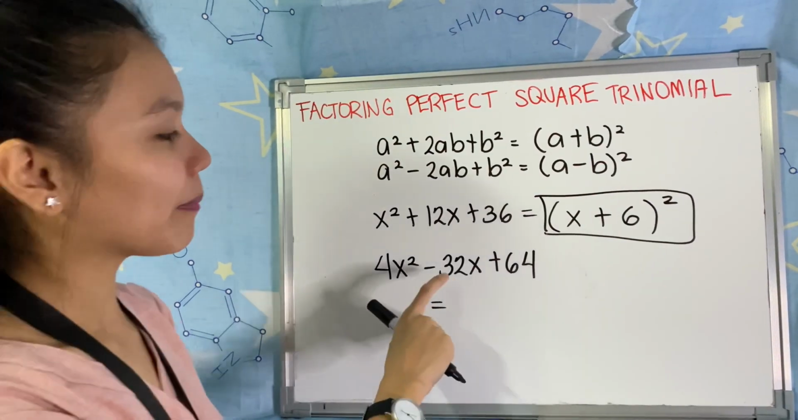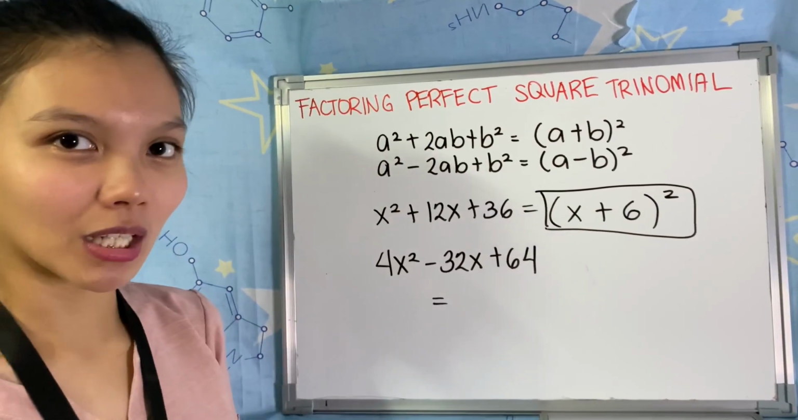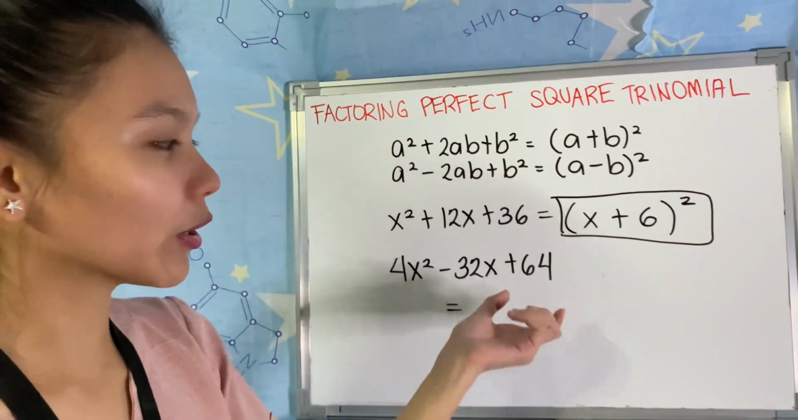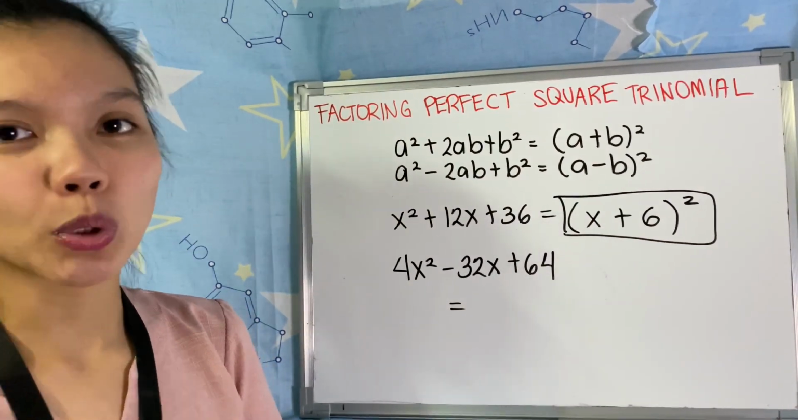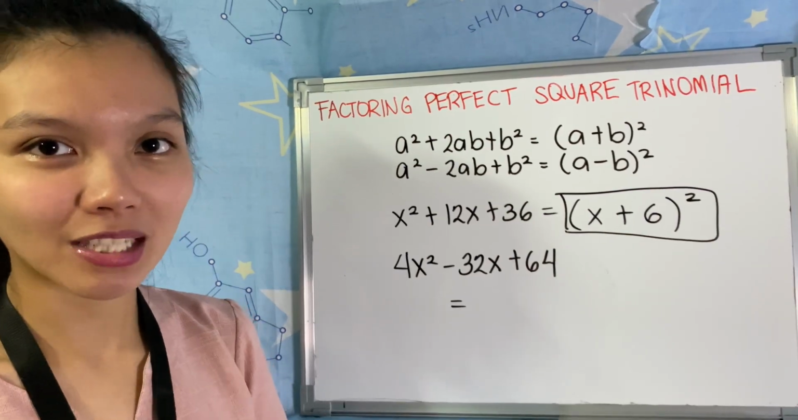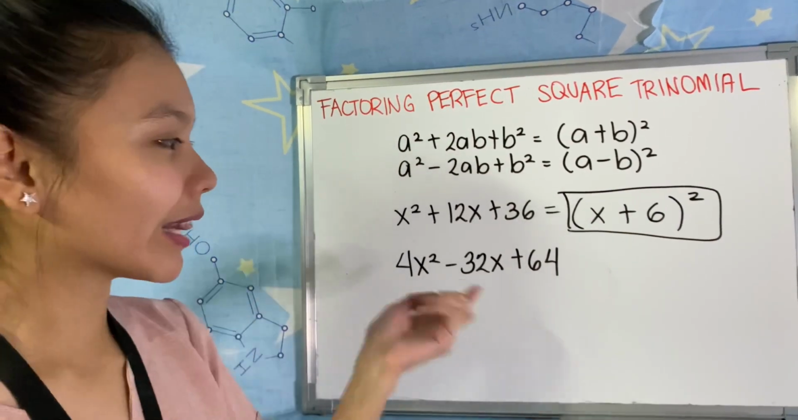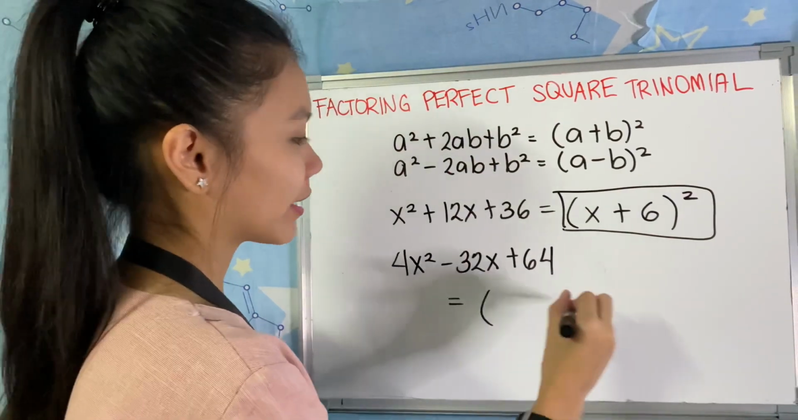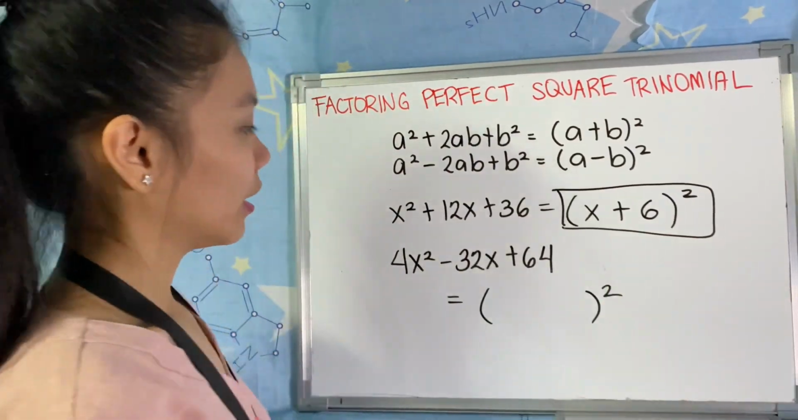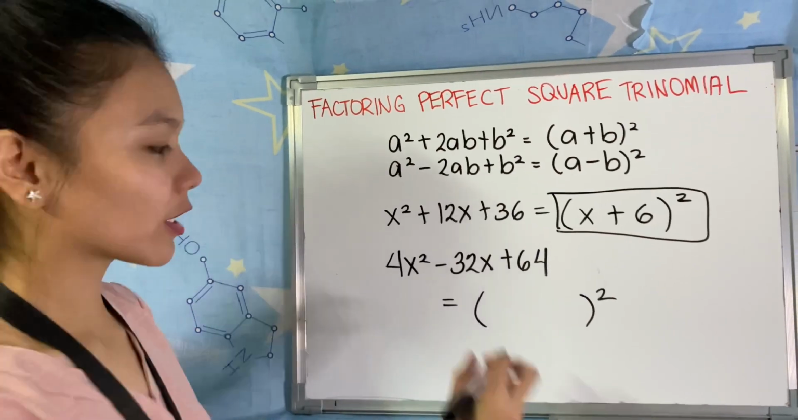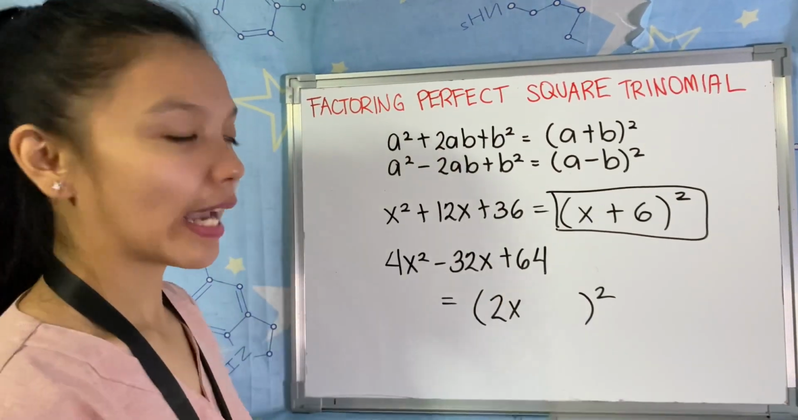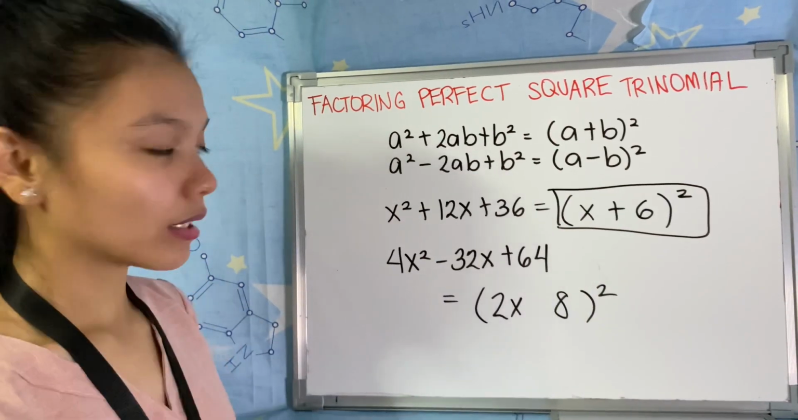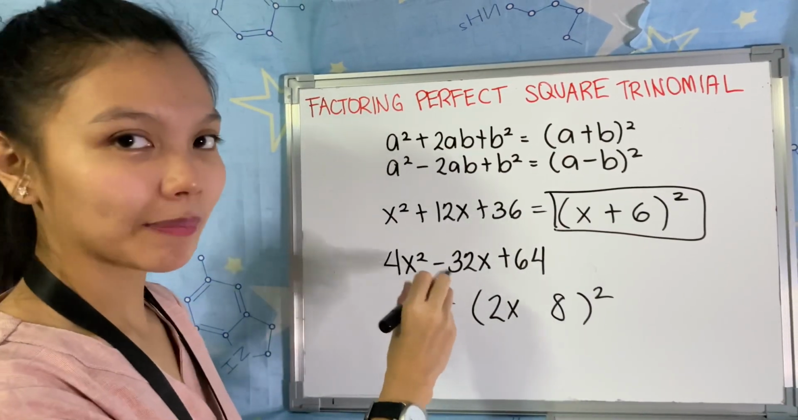Check nyo nga po kung tama rin po yung ating middle term. So, the square root of 4x squared is 2x. The square root of 64 is 8. So, 2 times 8, that is 16x. Multiply by 2, that is 32x. So, let's do the factoring. The square root of 4x squared is 2x, and the square root of 64 is 8. Copy the sign of the middle term.